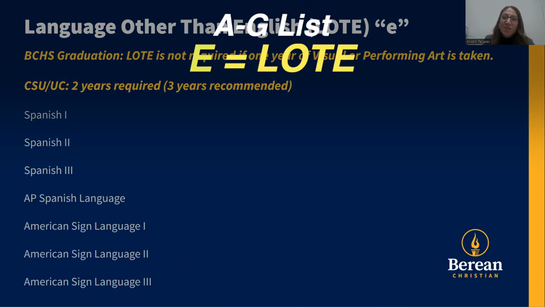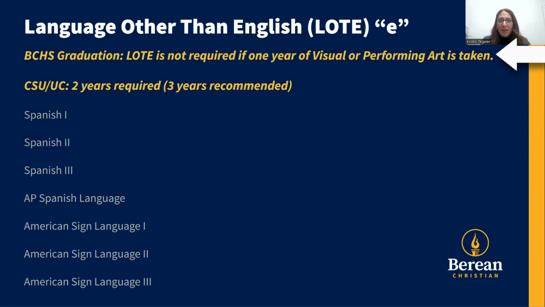In our languages other than English, or our area E, Berean doesn't necessarily have the language other than English requirement if a student takes the visual or performing art in place of that. However, for our Cal States and our UCs, 2 years of the same language, 3 years recommended. The UCs and the Cal States also use this term, sometimes interchangeably with levels. So if a student, let's say, has Spanish 2 in high school, then once they finish Spanish 2, they've met their requirement because it's based on levels, not necessarily years.